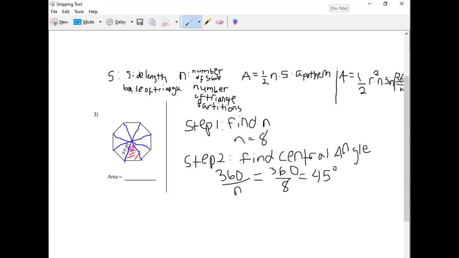So now I'm just going to look at one of these triangles and find the area for one of them, and then multiply it by 8 because I have 8 triangles, okay? So I have 8 triangle partitions, and I found my central angle. Now let's just take one triangle and draw it. Step 3, this is going to have a lot of steps, by the way. It's just to take out that triangle and draw it so you can look at it. Draw that one triangle partition.